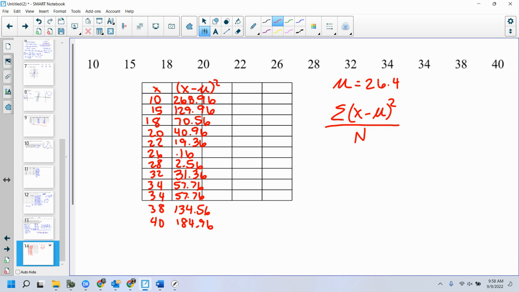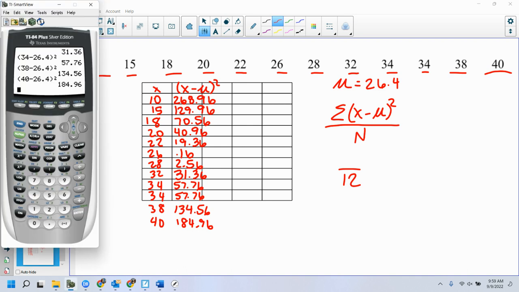So I've got to sum all those up and then divide by n. Now, what is my n in this case? Am I going to add up all my x's? No. 1, 2, 3, 4, 5, 6, 7, 8, 9, 10, 11, 12 is my n. So I'm dividing by 12. Don't mistake a frequency distribution with something like this, where you're going to add up a column. No, I'm not going to do that in this case. I'm just going to add up my x minus mu squareds.